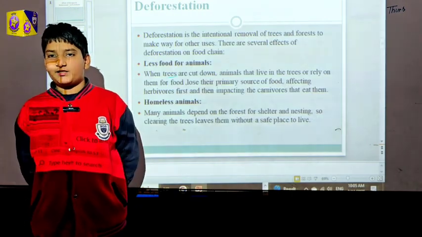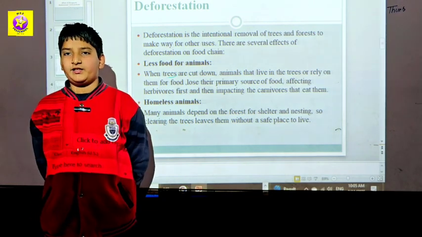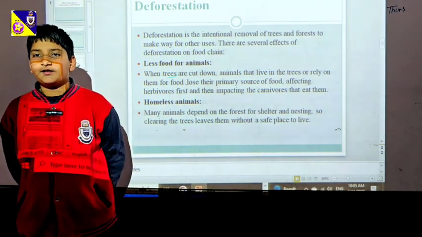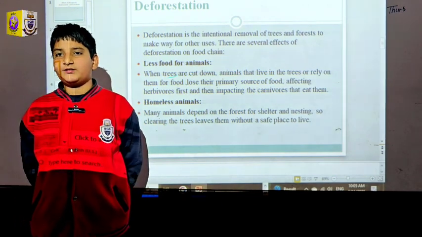Deforestation. Deforestation is the intentional removal of trees to build other structures like roads, houses, buildings, and etc.